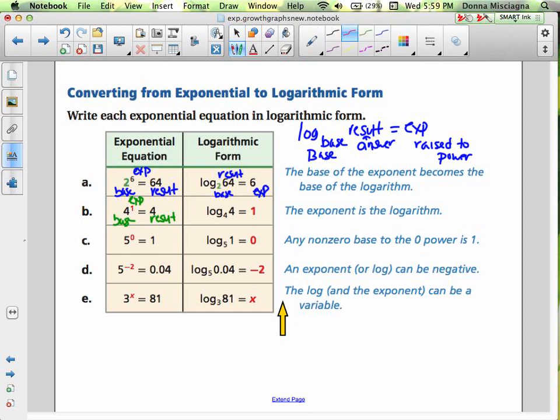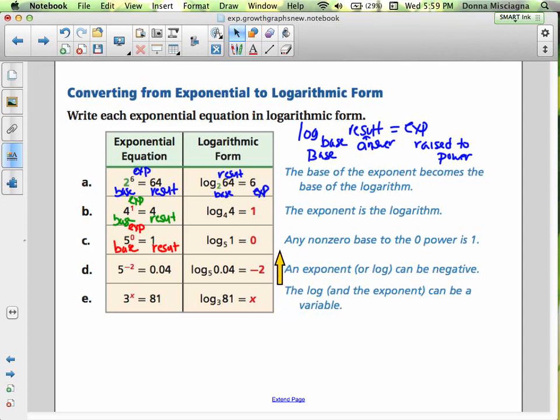So if we have 5 to the 0 equals 1, this is our base. This is our exponent. This is the result. So anytime we have a non-zero base, and we're never going to have 0 as a base, and our answer is 1, that means our exponent has to be 0. The result is 1. The exponent has to be 0.